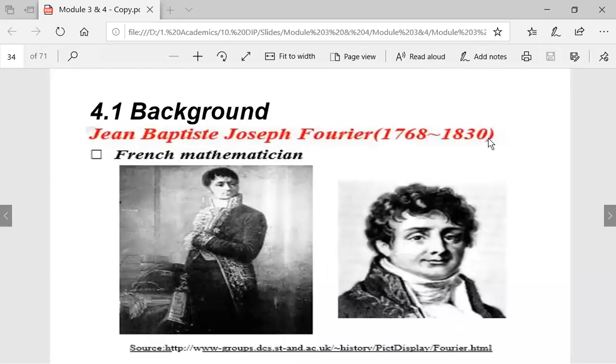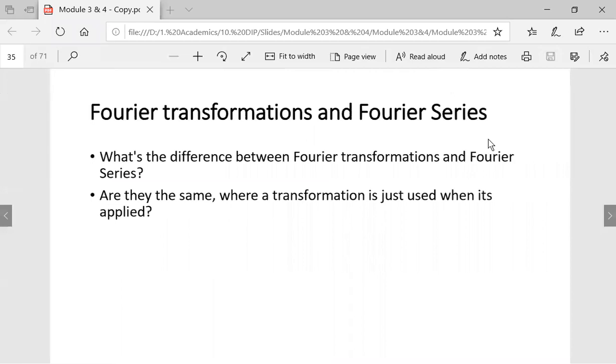Let us see the background. Jean-Baptiste Joseph Fourier is a scientist who invented the Fourier transformation. He is a great researcher, and his surname Fourier has been kept for the Fourier transformation. There are two types: the Fourier series as well as the Fourier transformation.